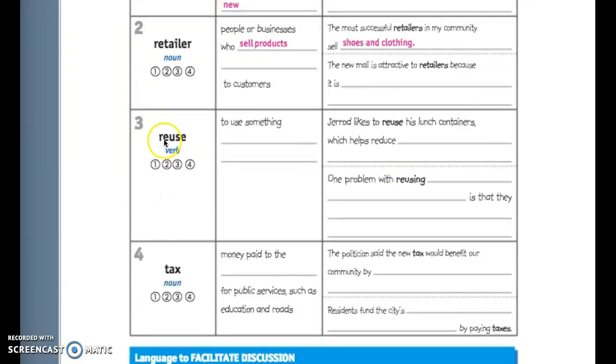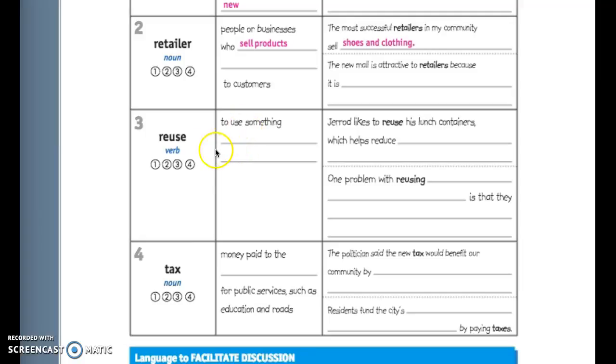Reuse. It's tough with the two vowels next to each other. It's not ruse, it's reuse. So say reuse. Reuse. Bubble in 1, 2, 3, or 4. Remember, 1 means I've never heard this word before. 4 means that you're very, very familiar with it.